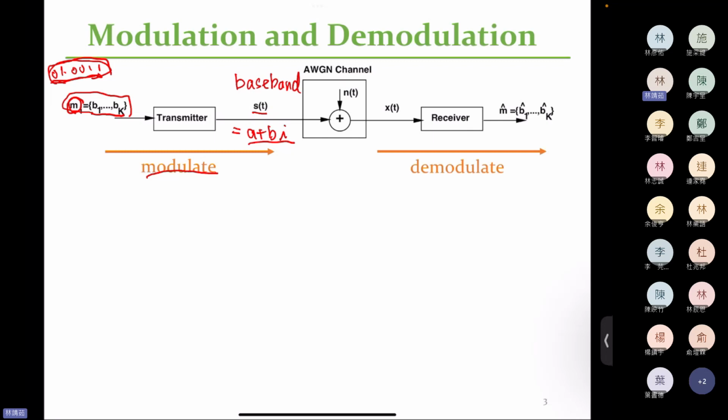Can we convert a long sequence of bits to just one single A plus BI? Can we do that? Or can we just convert, for example, 2 bits to A plus BI, or maybe convert 4 bits to A plus BI? So that's the question. The answer is either way is fine, but there is no optimal choice. You have to decide how many bits you want to convert to one A plus BI at a time.